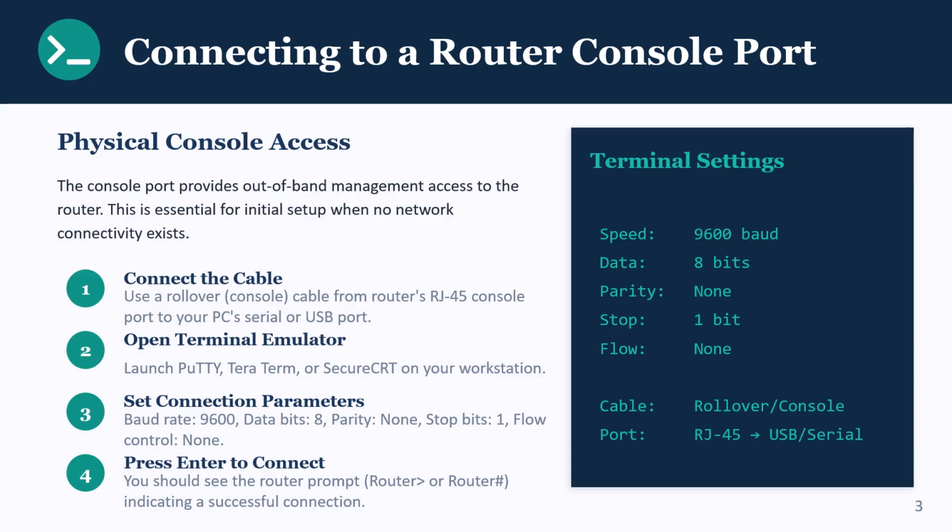Console access is out-of-band management used for initial router setup. Connect a rollover cable from the router's RJ45 console port to your PC. Open a terminal emulator like PuTTY, set 9600 8N1 parameters, and press Enter. You should see the router or router-dash prompt. This connection is also used for password recovery.